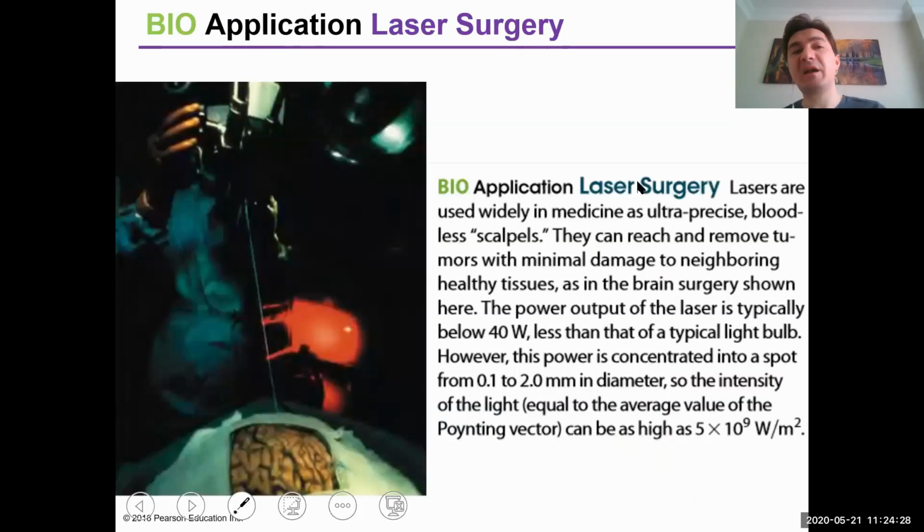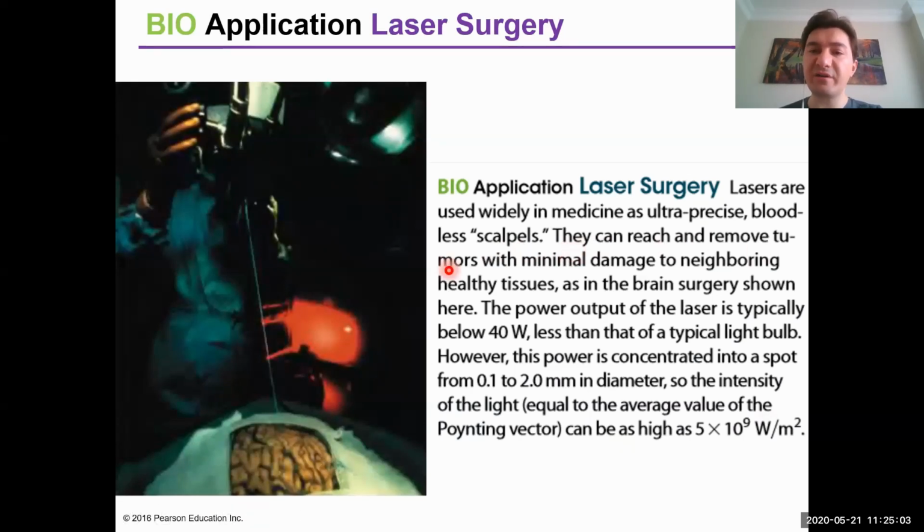Another application, a bio application, is laser surgery. What do you see here? This is a doctor, and this is a laser, light. And here, this is a brain, a human brain. Lasers are used widely in medicine as ultra precise bloodless scalpels. What is a scalpel? This is neşter in Turkish. Bloodless scalpels, so you don't use a knife here.